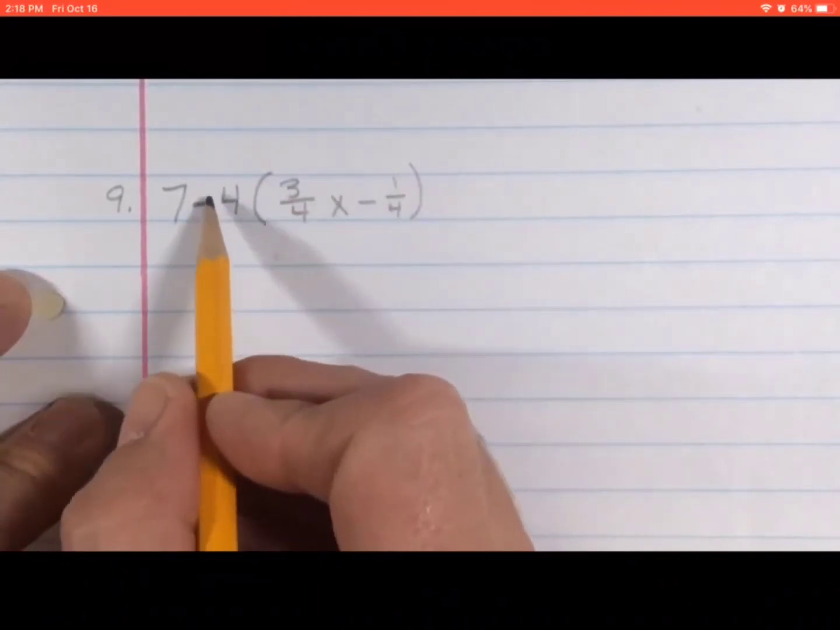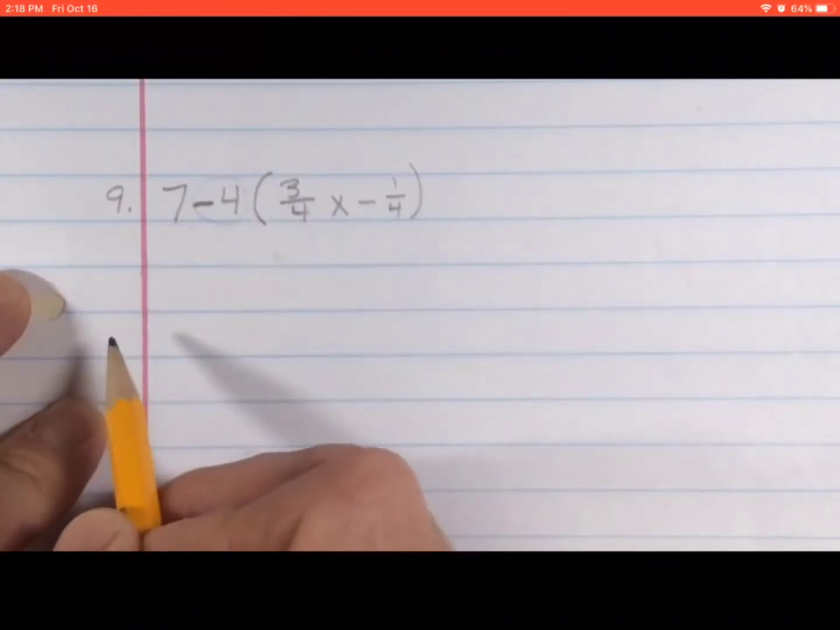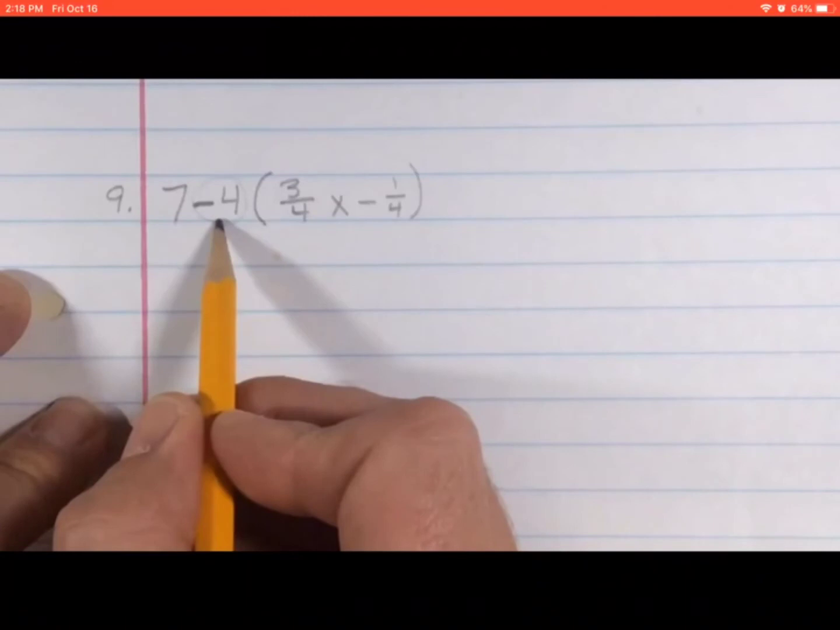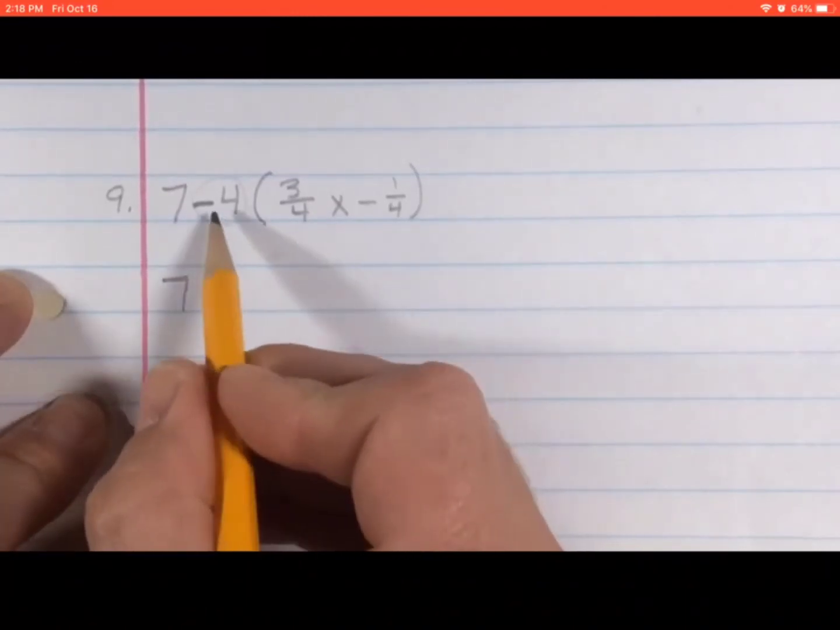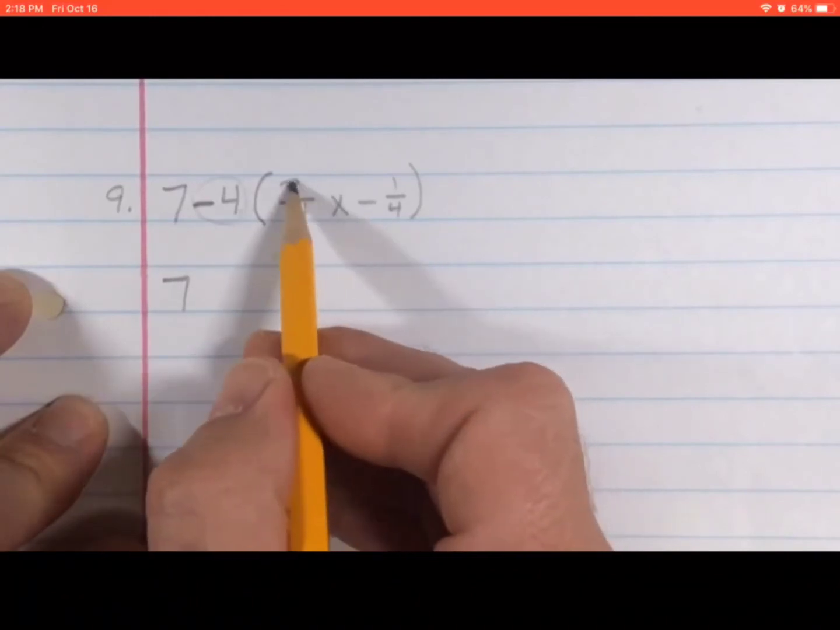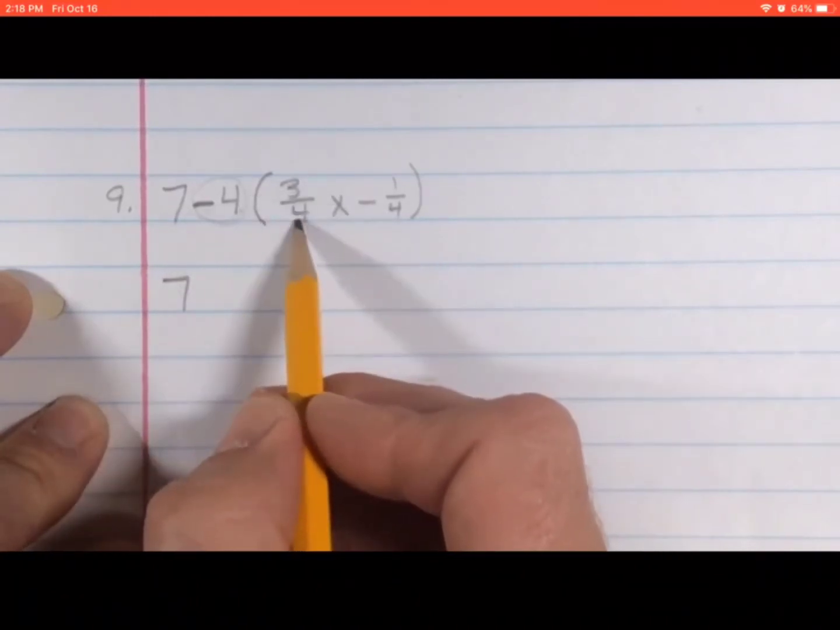Well, what am I distributing? I'm distributing this negative 4. I have a 7 and I have a negative 4. So this 7 goes here, negative 4 times 3/4 x. Okay, so negative 4 times 3/4 x.